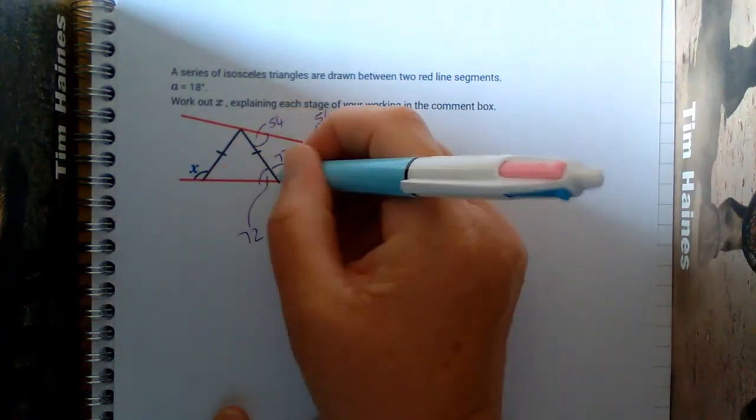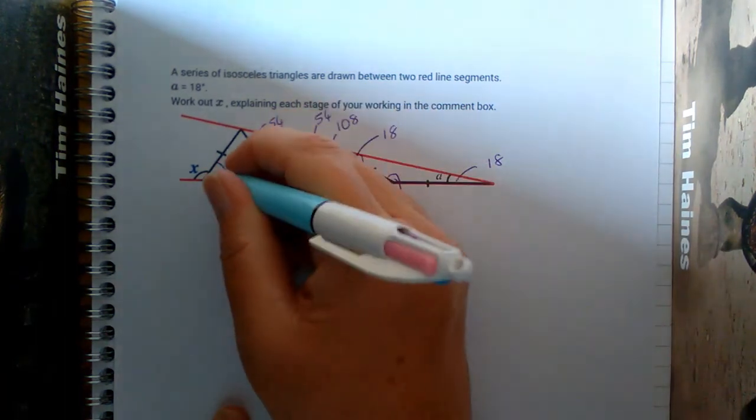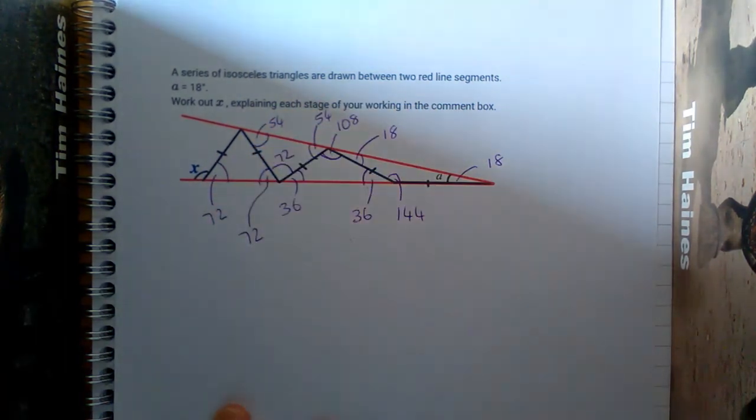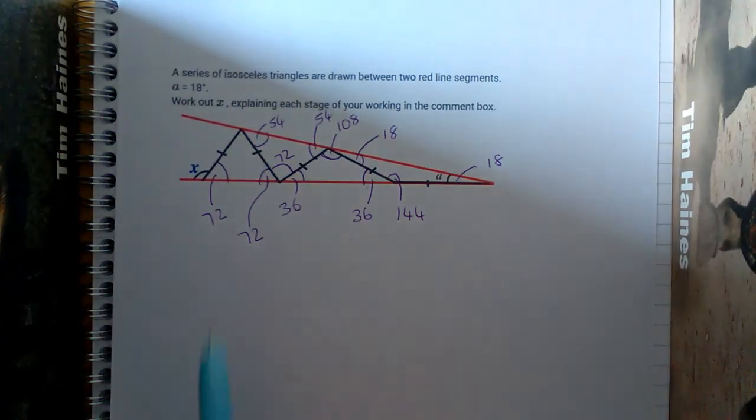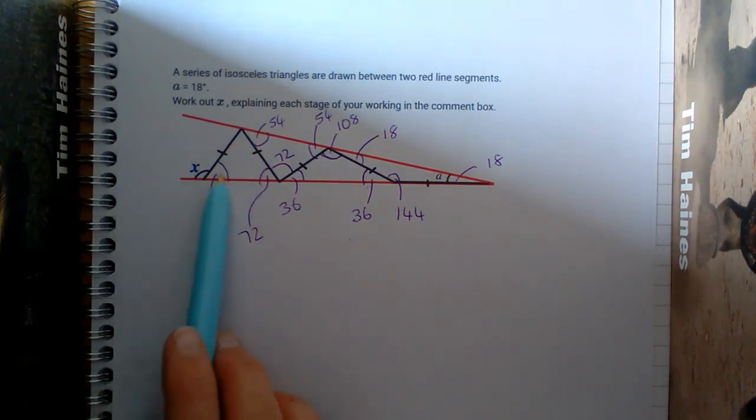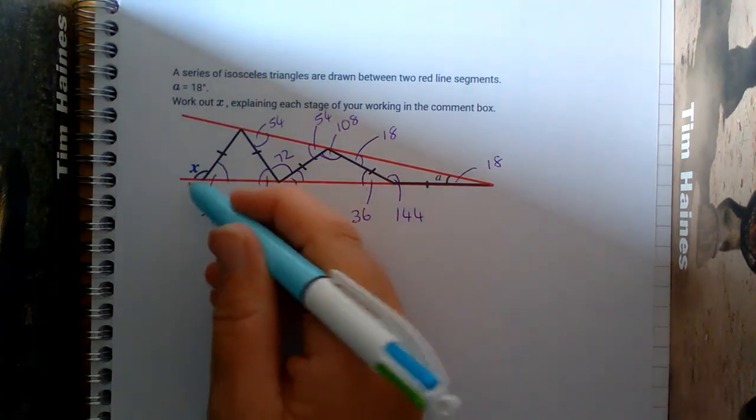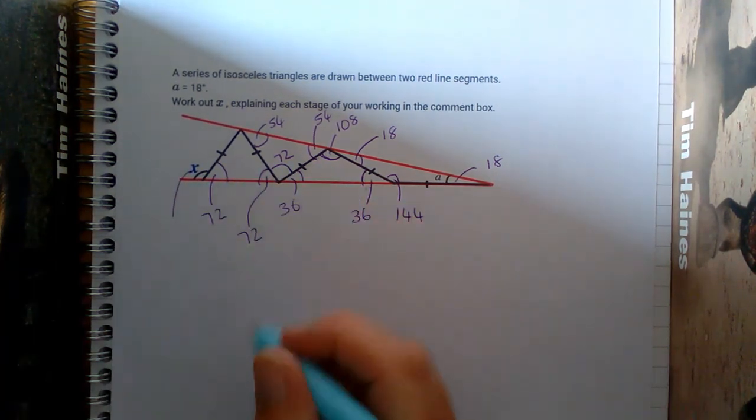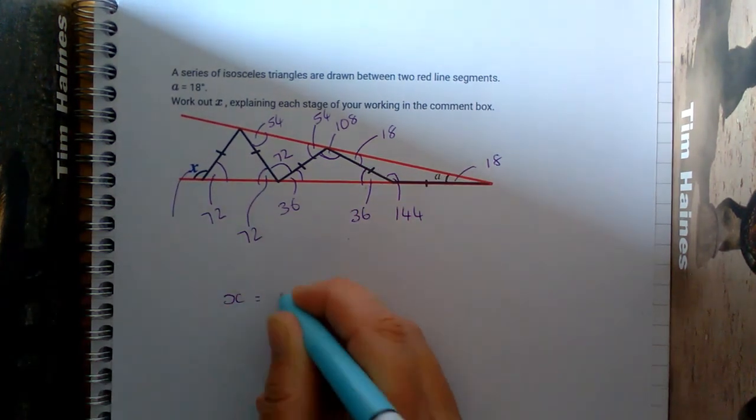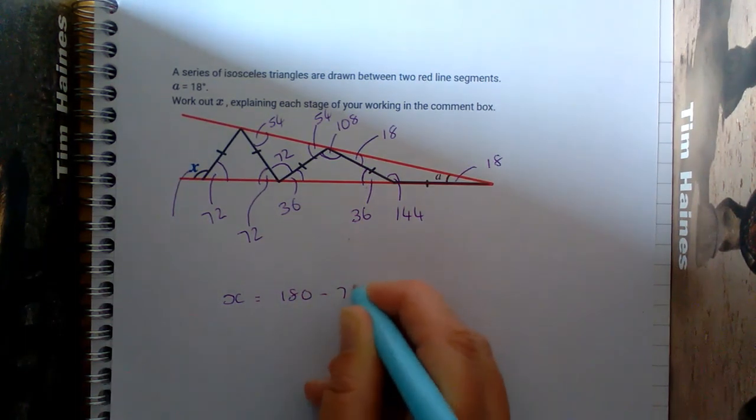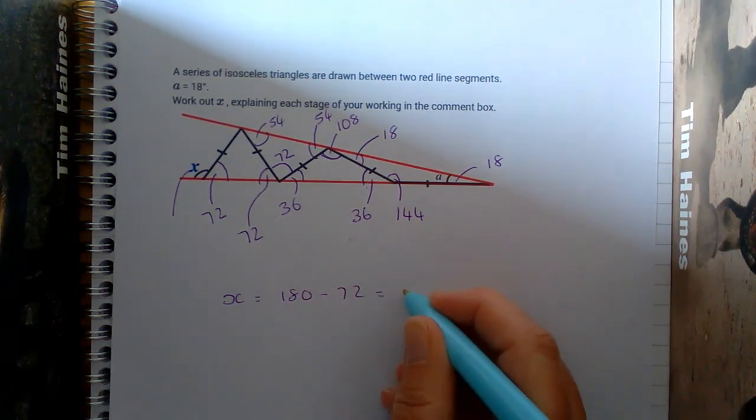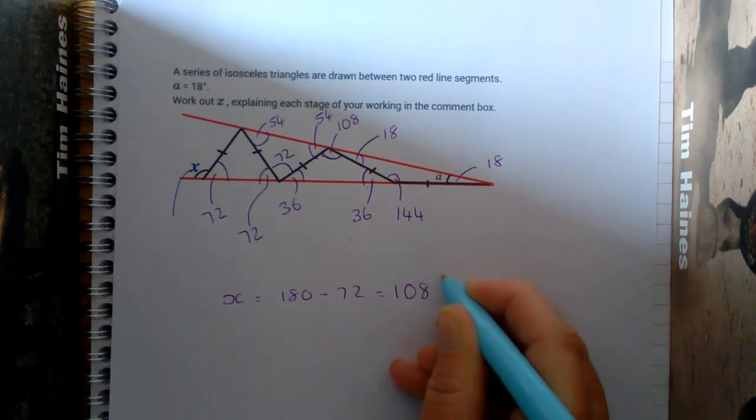Right, this is my base angle now. So I know that's 72. Okay, and of course, I don't need that one now to work out x because this is a straight line. So because this is a straight line, I know that x has got to be 180, take away that 72, which is going to be 108 degrees.